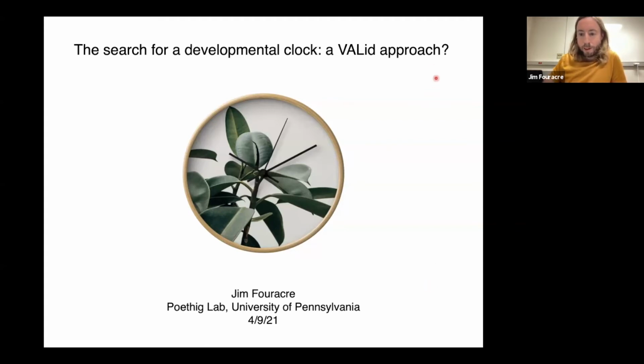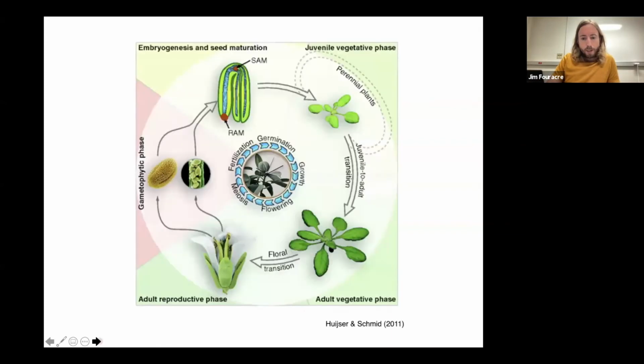So yeah, as Margaret mentioned, I like to shift from a daily proteomics approach into a more developmental genetic approach with this talk. And so what I'm really trying to understand is our developmental clocks. When I talk about developmental clocks, I'm talking about the timing of developmental transitions.